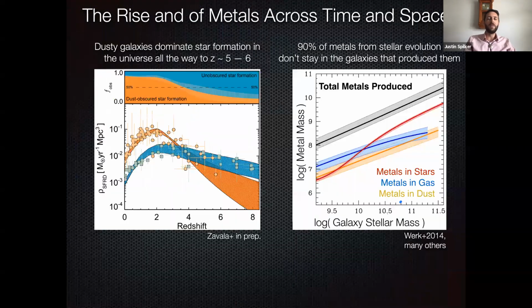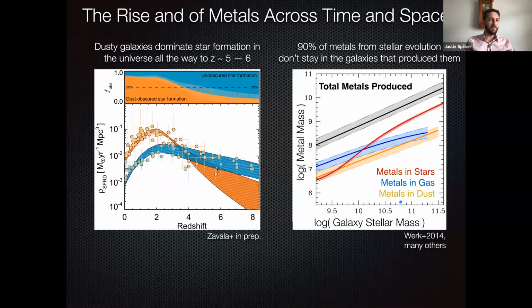One of those is that we know that galaxies that are really dusty, where the star formation is happening obscured by dust, dominate over all star formation in the history of the universe, at least out to about redshift 6. This is shown in a plot here by Jorge Zavala in an upcoming paper, where the orange shows the contribution of dust-obscured star formation, and blue, the unobscured star formation that you would normally trace in the ultraviolet with a telescope like Hubble, to the total star formation rate density of the universe. You see that at least out to about redshift 4 and maybe as high as 6 or so, the obscured star formation dominates over the unobscured.